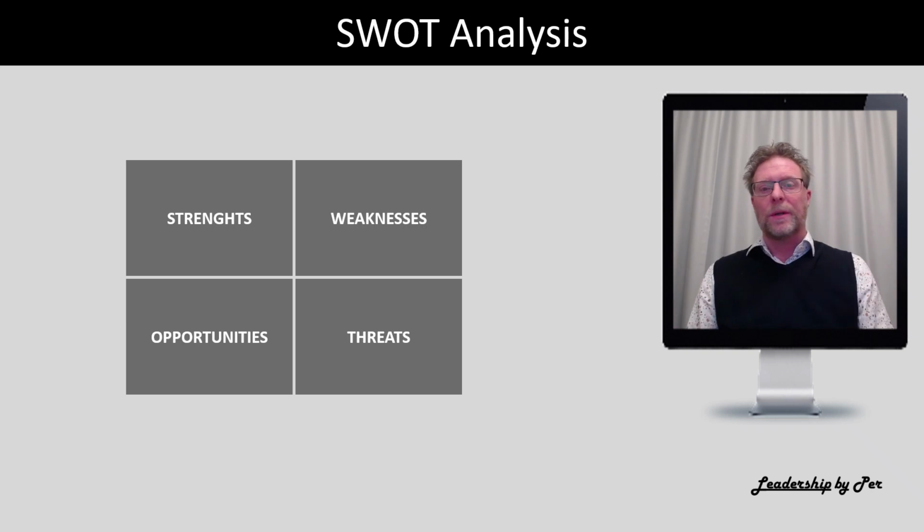The second quadrant is weaknesses. These are areas where we are lacking or need improvement. It could be skill gaps, resource constraints, inefficiencies, or lack of functionality. Being honest here helps us identify what we need to address or mitigate.